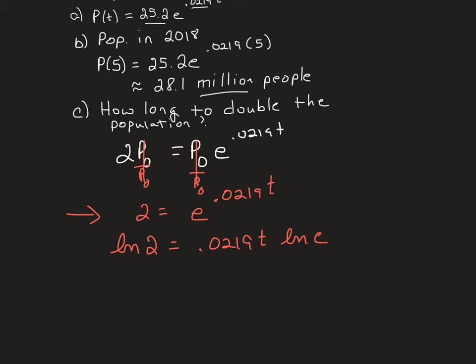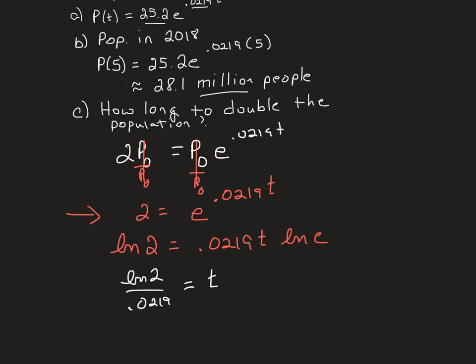So in order to find the time that it's going to take for this to double, I'm going to divide the natural log of 2 by 0.0219, and that gives me the time that it will take for this to double.